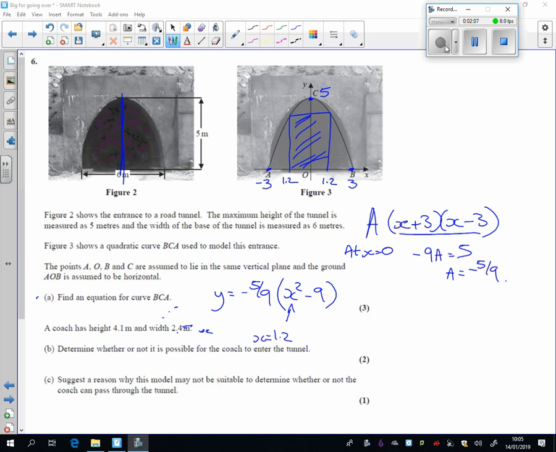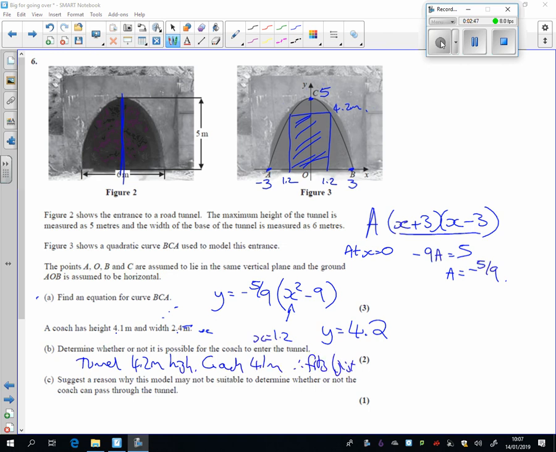So if I stick a 1.2 into there, I'm going to tap that in the calculator. That gives me that the y value is going to be 4.2. So it's going to be 4.2 meters high here. Now, the coach is only 4.1, so it does fit. We need to write something down then. So tunnel 4.2 meters high, but coach is 4.1 meters, therefore fits.